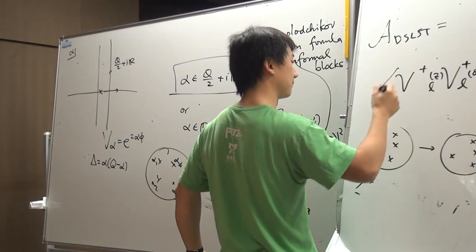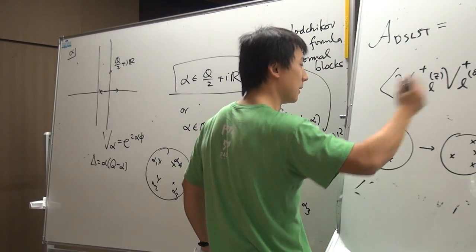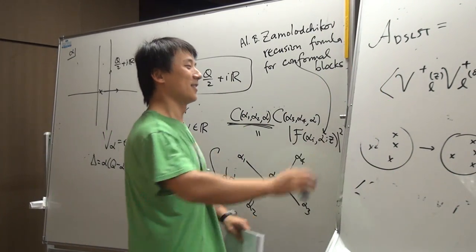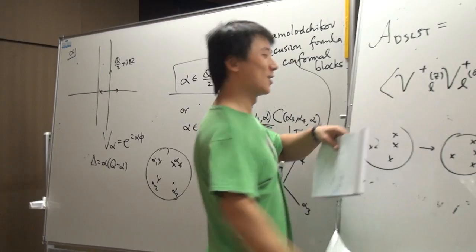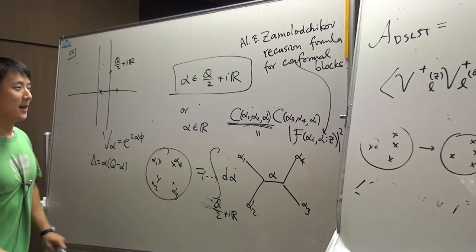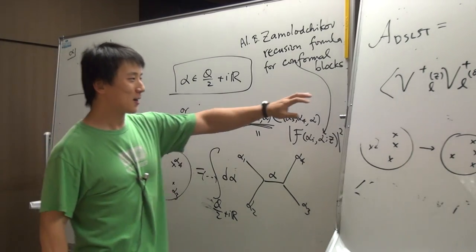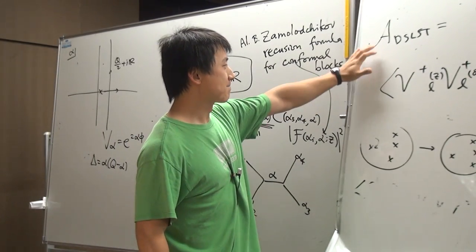So one of them is put at position z, the other ones say at 0, 1, infinity, and there are various insertions of the seagulls as one usually does. Let me just summarize this computation.